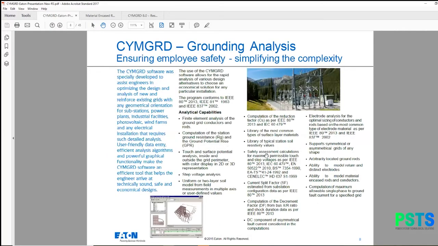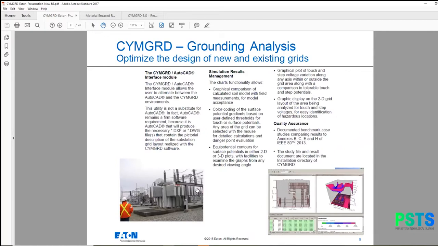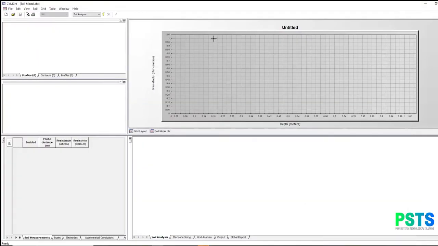And this is the CYMGRD grounding analysis brochure. I will not waste too much time on this presentation. I guess Sebastian has it. He can pass it on to you guys, no problem. But I really would like to start looking at the program. Okay, Richard, thank you for a bit of theory.